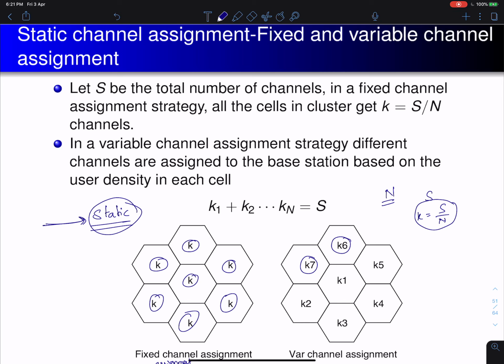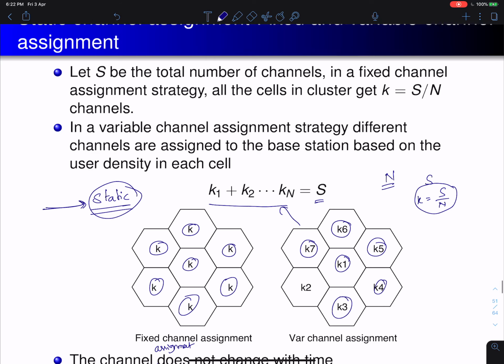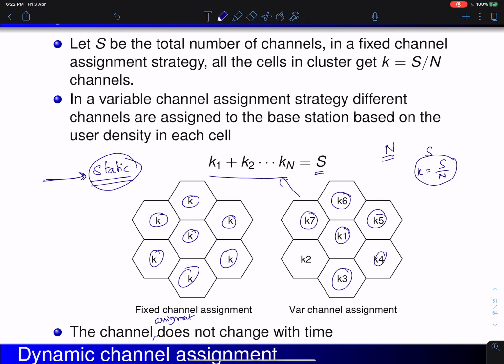The other way is to give more channels to those cells where the users are more. Where the users are less, I'm going to give them fewer channels. So there I'm going to give a variable number of channels to each cell. But we know the sum of all the channels is equal to S. That condition has to be satisfied, and that is obviously satisfied. Now, there are two ways in which we can assign the channels. This is a static channel assignment wherein we don't change the channels at any time. As a function of time, they are fixed forever.